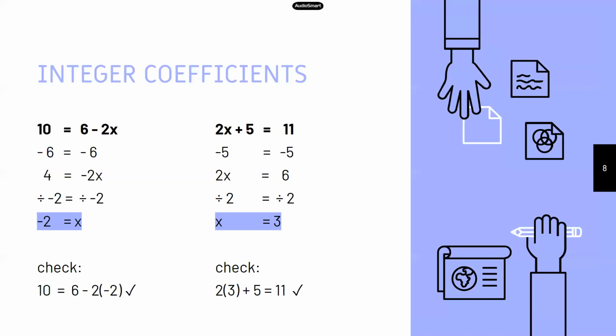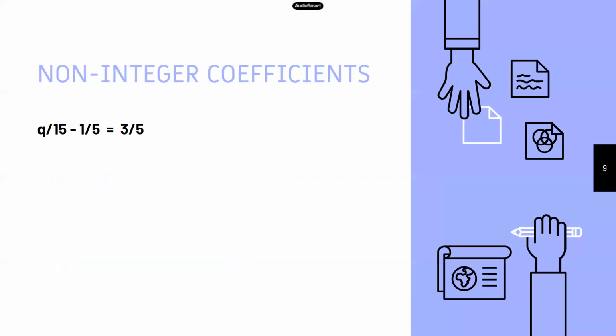And once you plug in 3 for x in the original equation, you just have to remember that when there's no space between a number and a variable, they're being multiplied. So once you've done that, you can check to make sure that that is true. And it is, so that means that we've solved the equation correctly. Alright, so now we're going to be moving on to our last few examples, which deal with non-integer coefficients, which just means that instead of being multiplied by a whole number, the variable is being divided by a whole number.